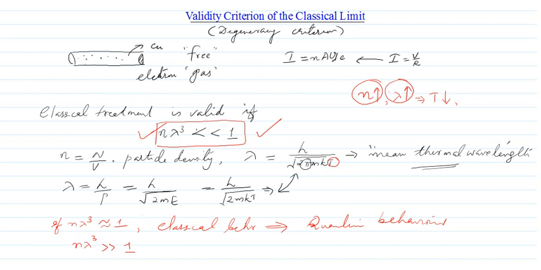And if n lambda cube becomes very high compared to 1, then we'll see that the behavior of a Bose-Einstein system and a Fermi-Dirac system are also very different. Under this condition, the quantum behavior of the Fermi system and the quantum behavior of the boson system will be entirely different. They will be widely separated in the limit n lambda cube very much greater than 1.